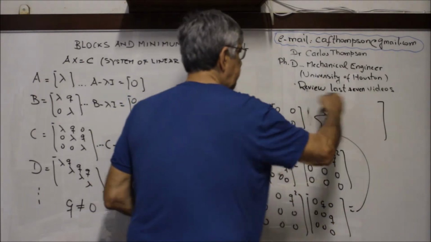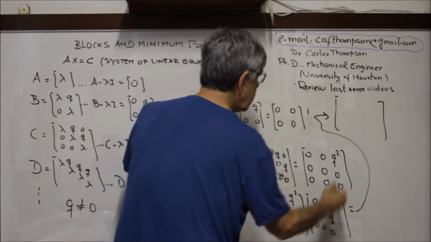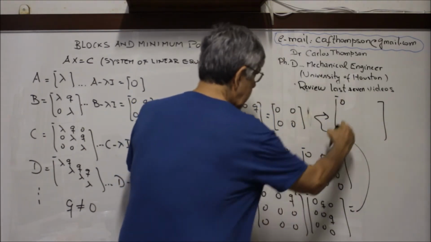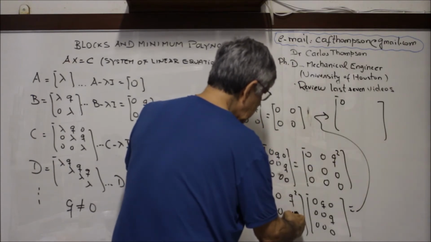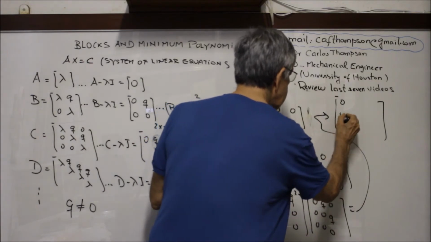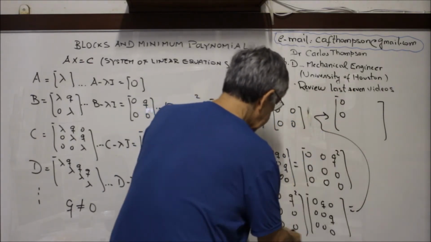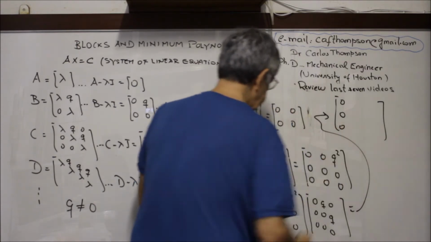Now, here, first row, first column will be 0. Second row, first column, also 0. Third row, first column is 0.